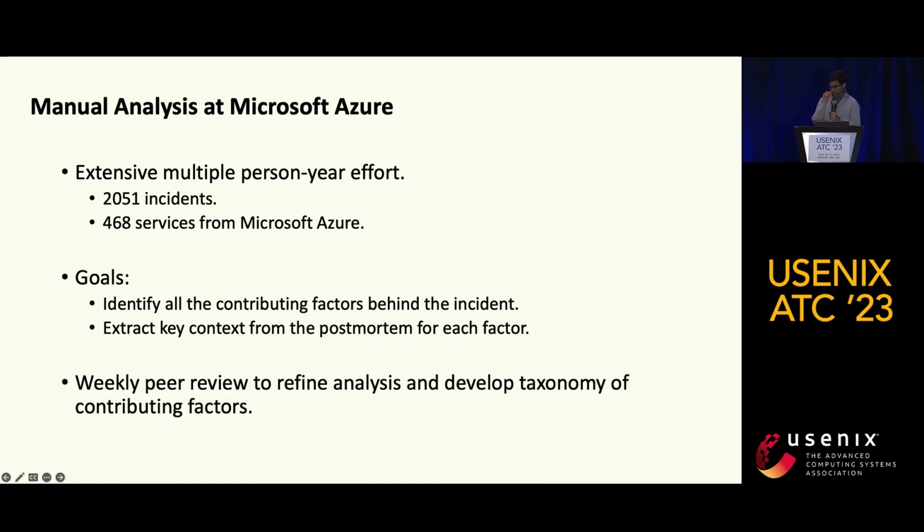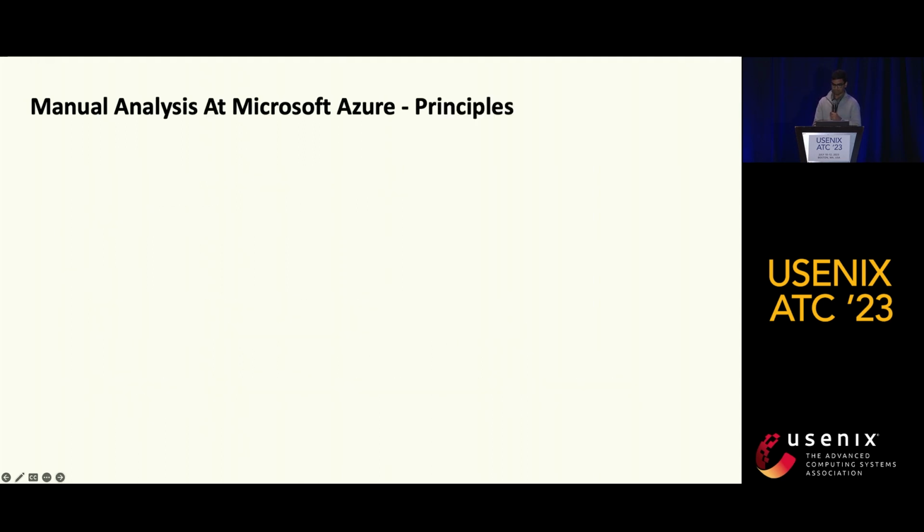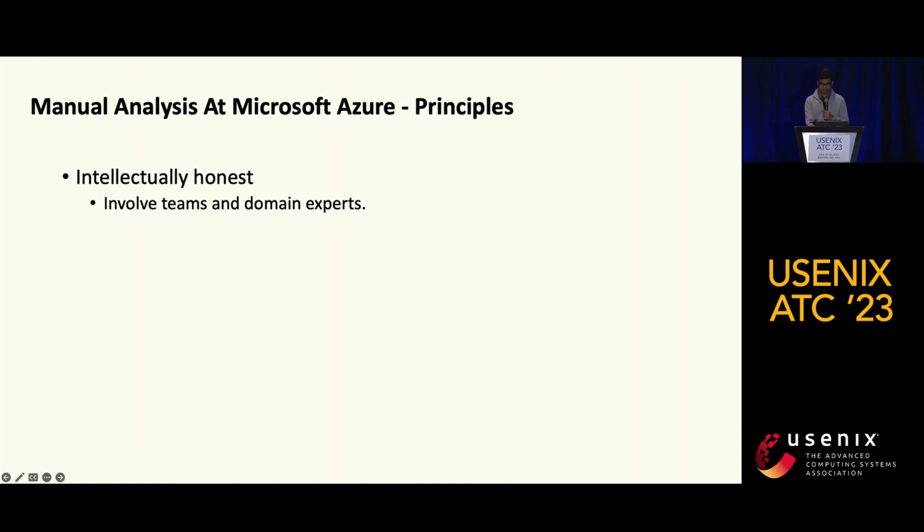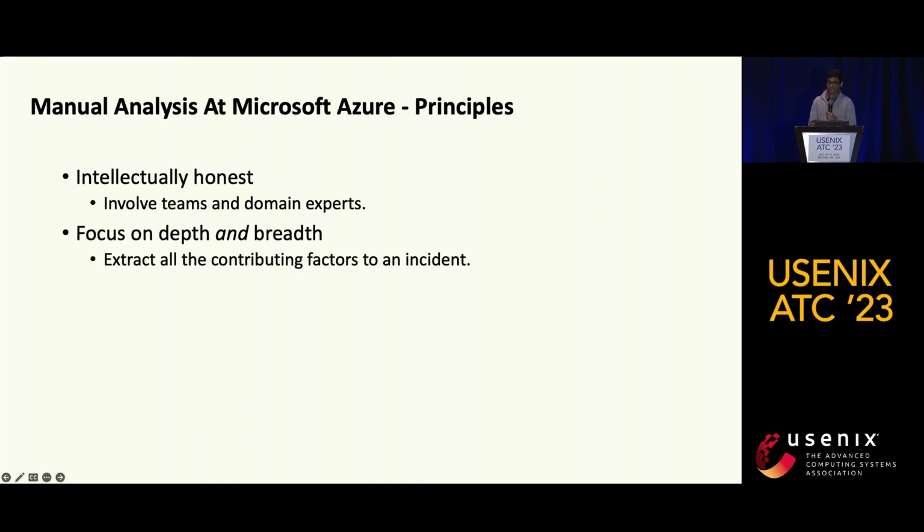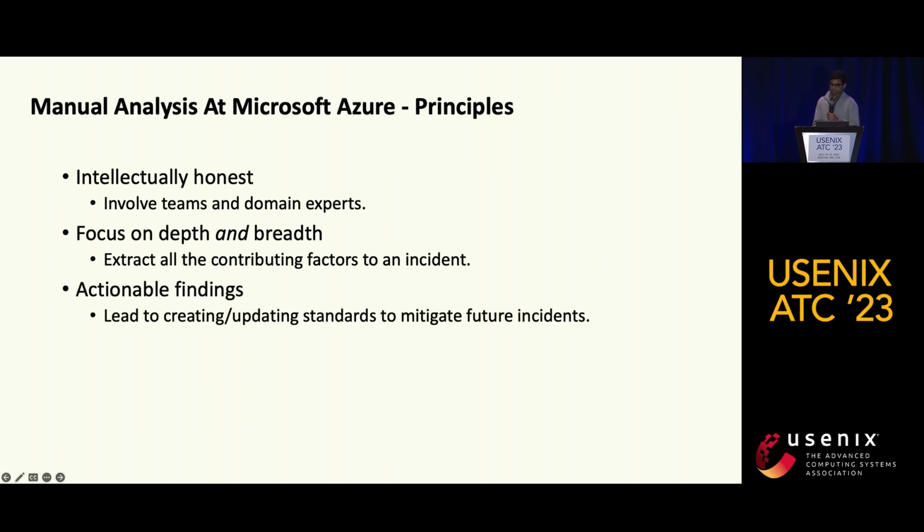And we also conduct weekly peer reviews to refine this analysis, address any issues, and develop a taxonomy of contributing factors. To ensure the quality of our labeling, we make sure we involve teams that own these incidents and domain experts of the field. And we focus on the depth and breadth of the cause of an incident to identify all the factors. Our findings are regularly turned into new standards or inform updates to existing standards in Microsoft Azure to mitigate future incidents. And we constantly evolve our taxonomy by learning new factors from incidents.